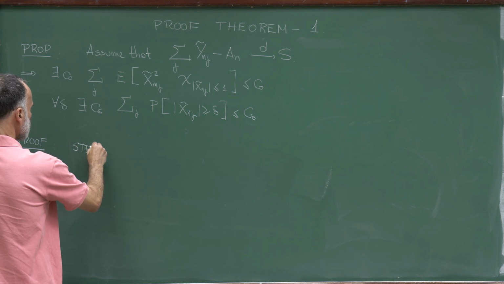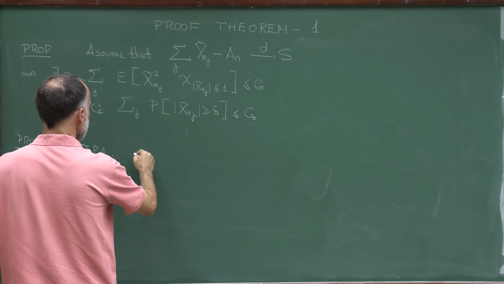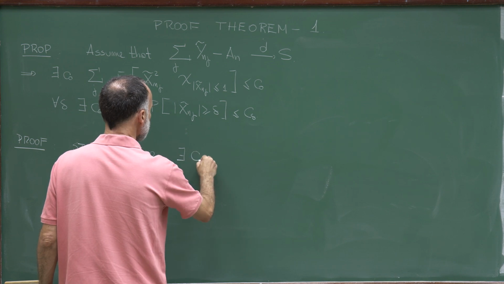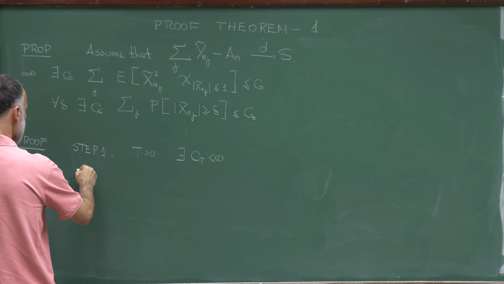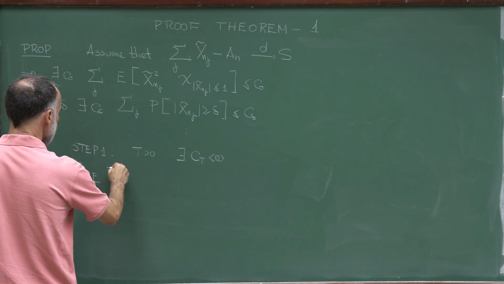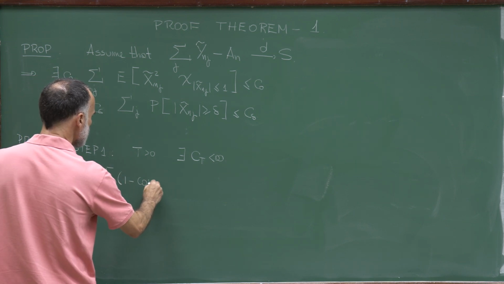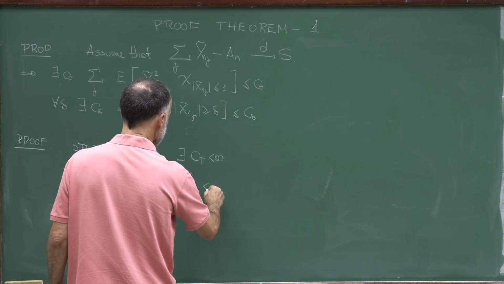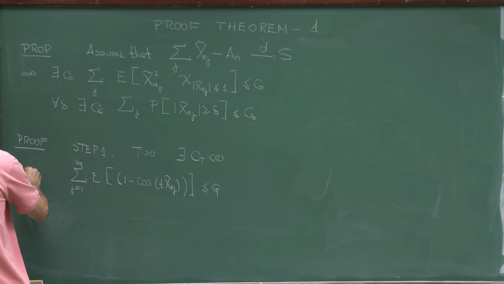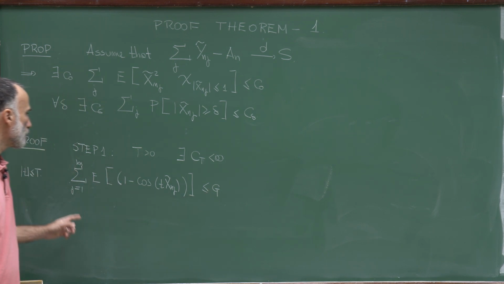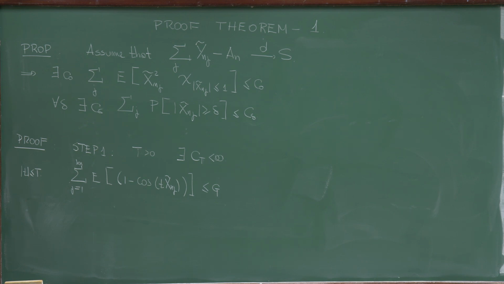So the first step is that my claim is that if you fix T positive, then there is a constant C of T, which is finite, for which the sum from 1 to k_n of the expectation of 1 minus the cosine of t x tilde n,j is bounded by this constant C_T, and this uniformly for all t less or equal than T. So I claim that this estimate holds. So there exists a finite constant C_T for which this is bounded for all t less or equal than T.